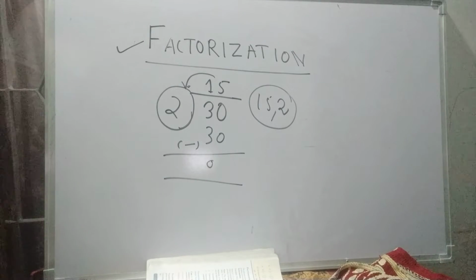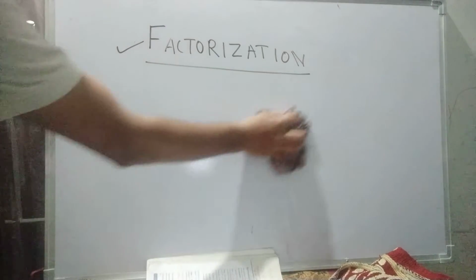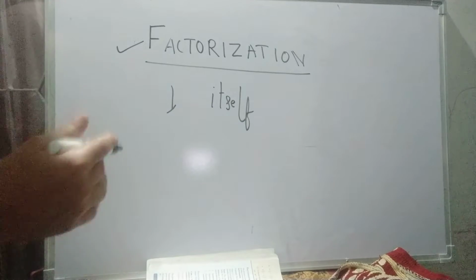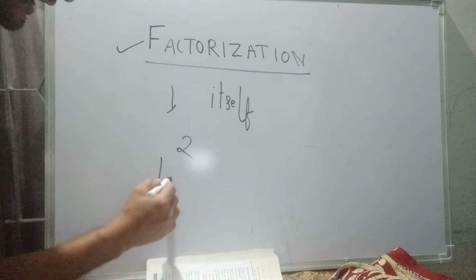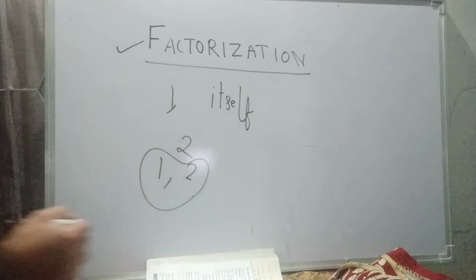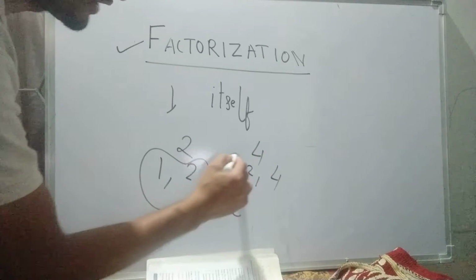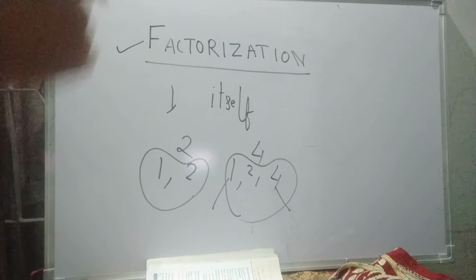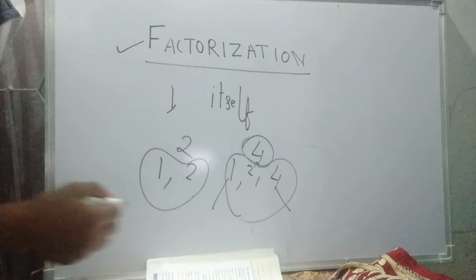And in our earlier classes we already learned that the number 1 and the number itself are factors of any number. Suppose I write 2, then 1 and 2 are the factors of 2. If I write 4, then 1, 2 and 4 are the factors of 4. 1 and the number itself will be factors of any number, and any number which divides the given number is a factor.